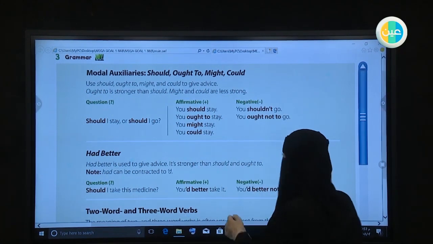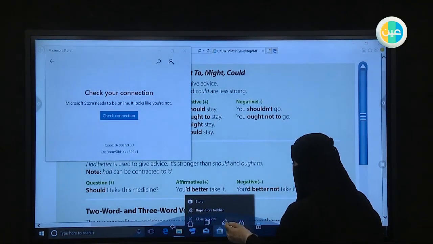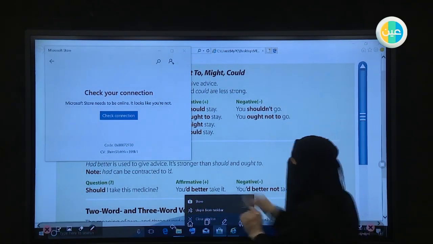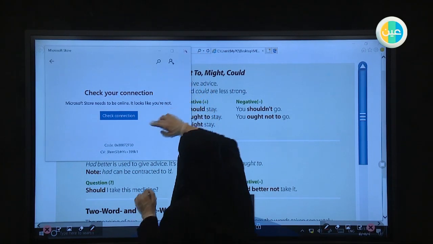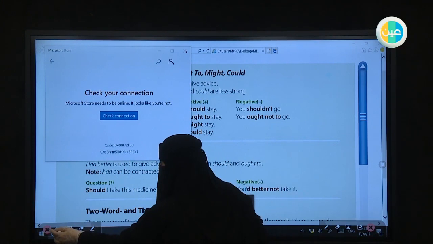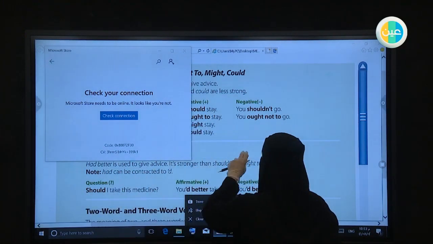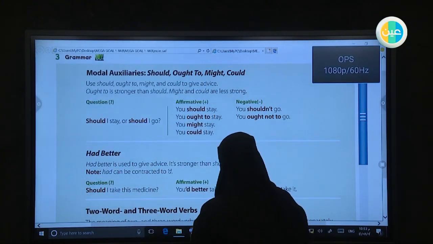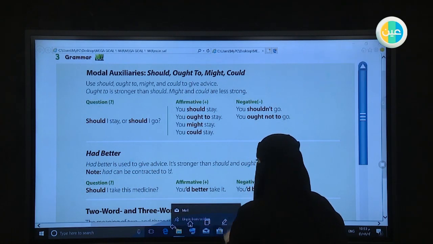Let me check that. Sorry for this mistake. We should close that window and use it again.